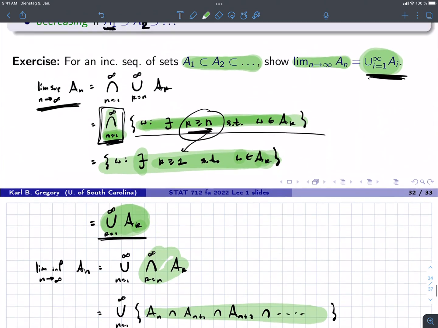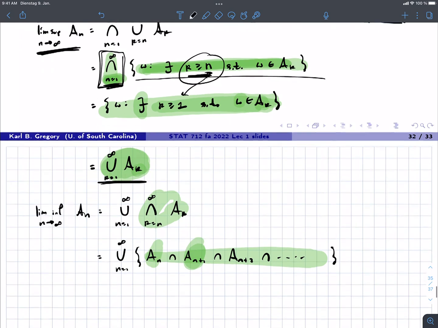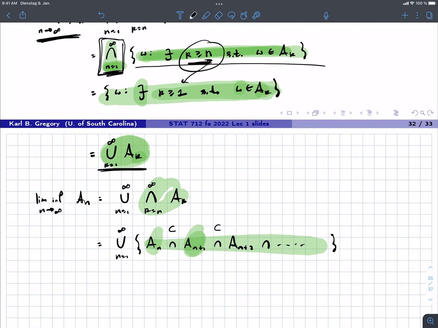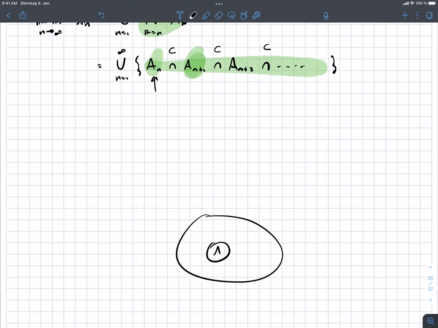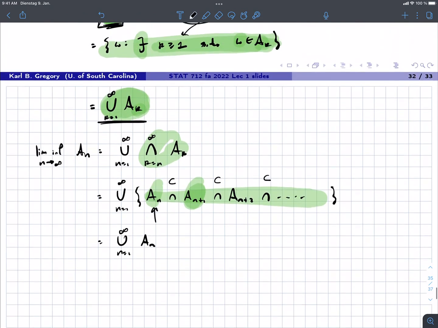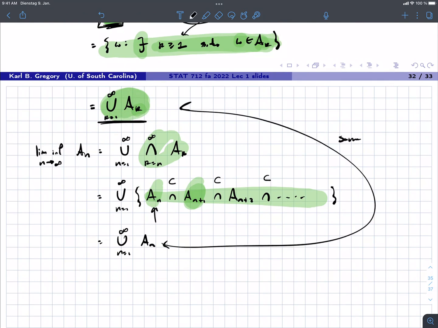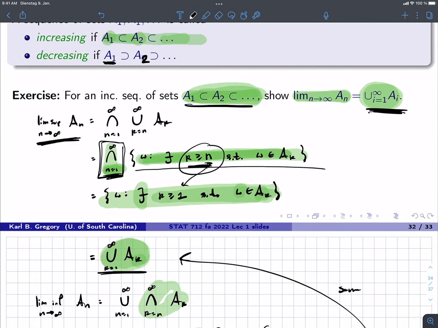Let's think about this. I have an increasing sequence of sets, which means A_n is contained in A_(n+1). So I have containment like this, containment like this, all the way along. So if I take their intersection, I'm just going to get the smallest one back. It's like if I have A contained in B, then A intersect B is just A. And so from all these intersections, I get just A_n out. Okay, so that's the same thing as that. So I can say the limit of A_n is equal to the union of the A_n's for an increasing sequence of sets.